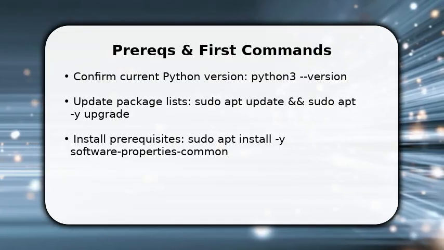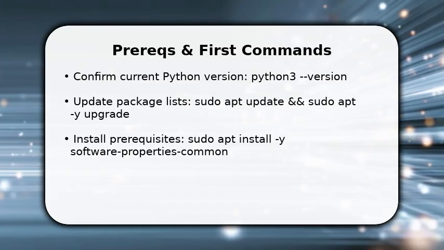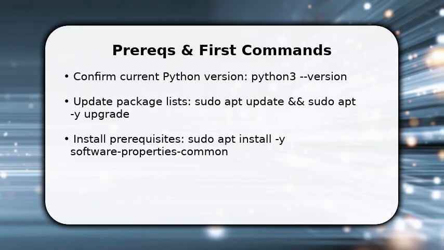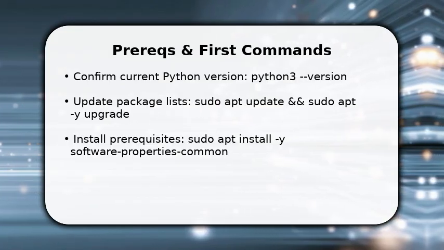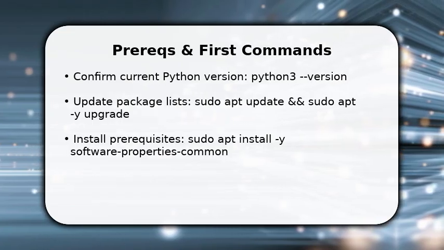You start by confirming the current Python version so you know your baseline. Run python3 --version. Once done, refresh package lists and apply safe upgrades with sudo apt update and sudo apt -y upgrade to avoid conflicts.